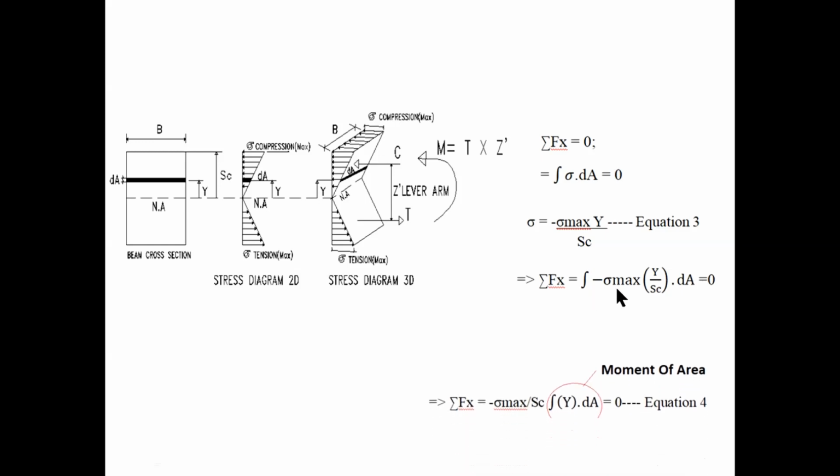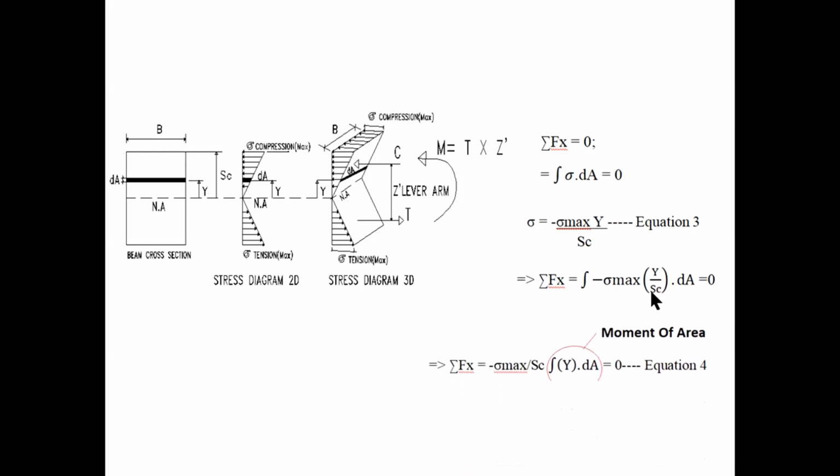From equation 3, which we looked at before, sigma at a distance y is equal to minus sigma max y divided by SC. Therefore, we can say that the force resultant in the horizontal direction is equal to the integration of minus sigma max y divided by SC dA. Sigma max and SC are constant, so we can take them outside the integration and rewrite the resultant force equation as minus sigma max over SC, integration of y dA.